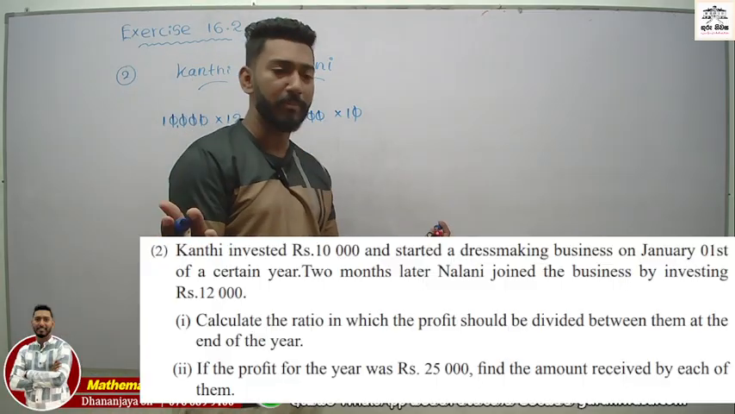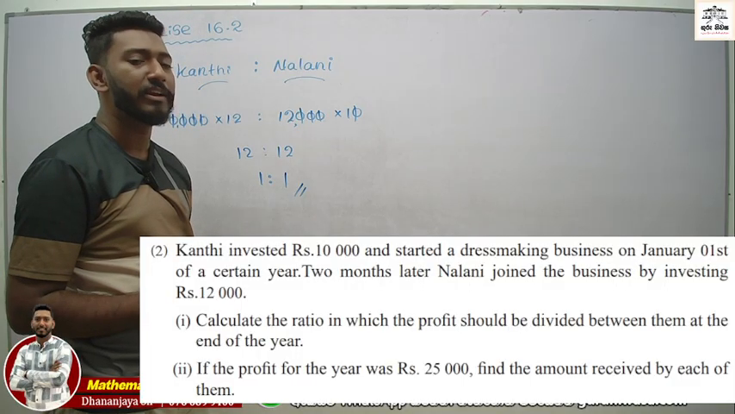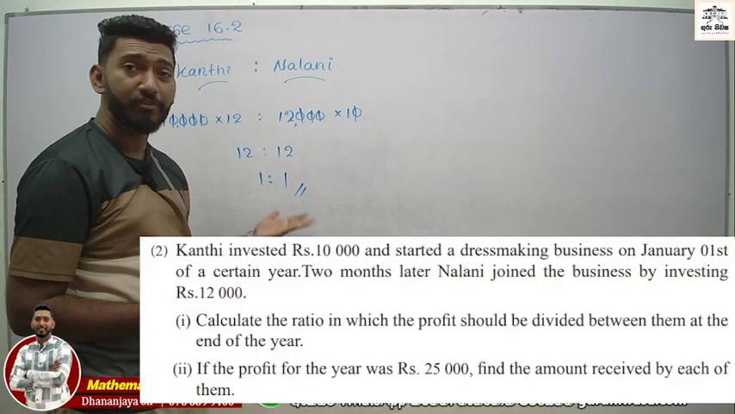Calculate the ratio with which profit should be divided between them at the end of the year. Therefore, the answer is 1 into 1.